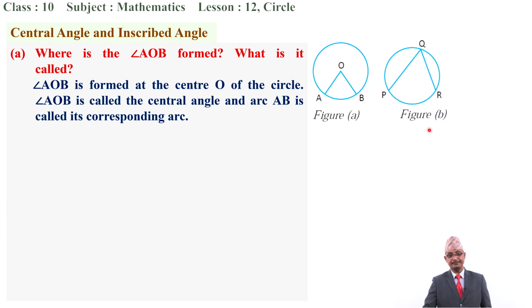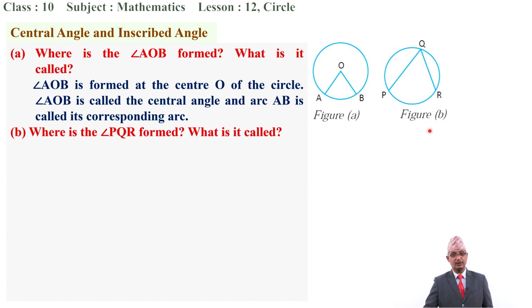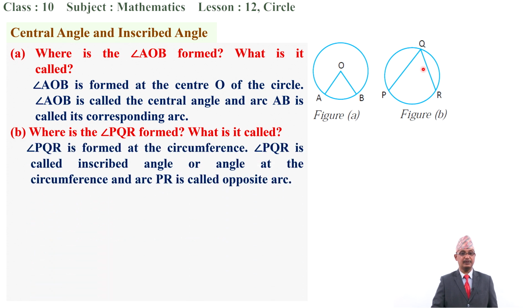check this figure B, and again the question is, where is angle PQR formed? What is it called? Yes, you are correct. Angle PQR is formed at the circumference. And it is called the inscribed angle or angle at the circumference. So angle PQR is the inscribed angle or angle at the circumference, and arc PR is called the opposite arc.